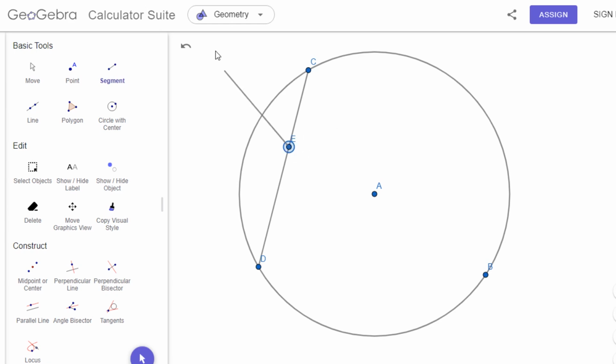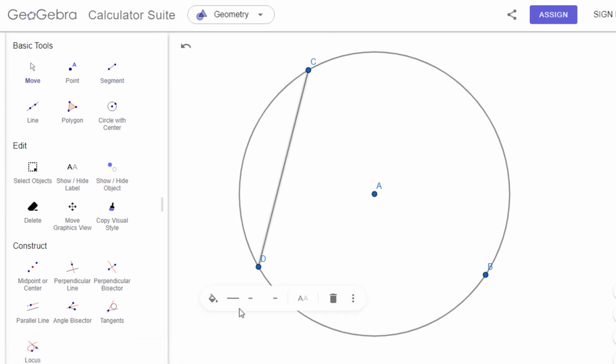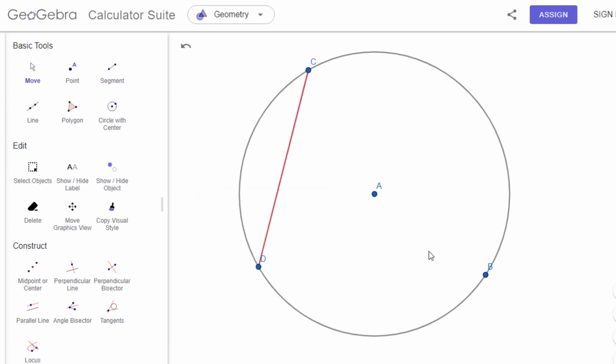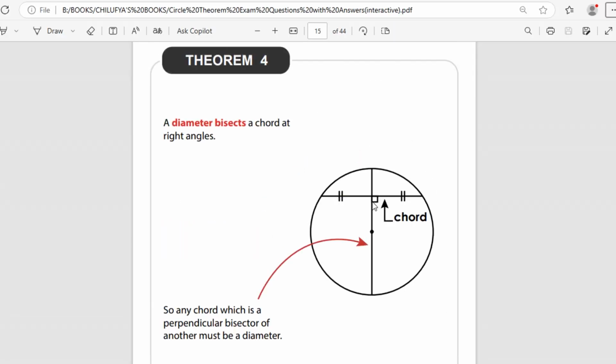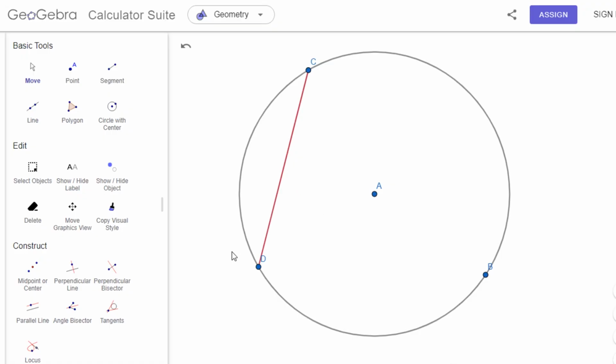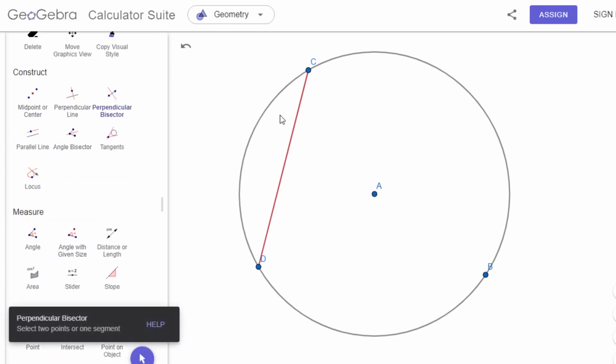Let me just color it so that it's easy for you to see that this is a chord. So that's the chord right there. What the theorem stated was, let me recap a bit: any chord which is a perpendicular bisector of another must be a diameter. So what that statement means is that when a chord bisects another chord perpendicularly, that chord is the diameter. So let us go here under construction and let us just click our chord.